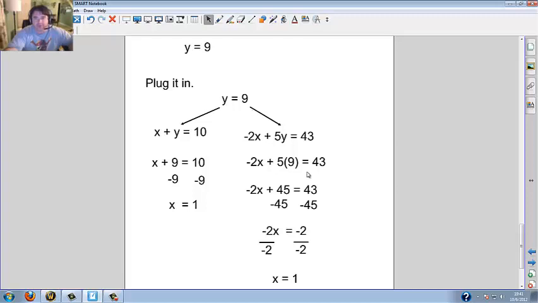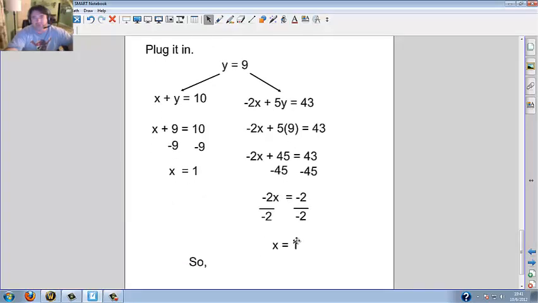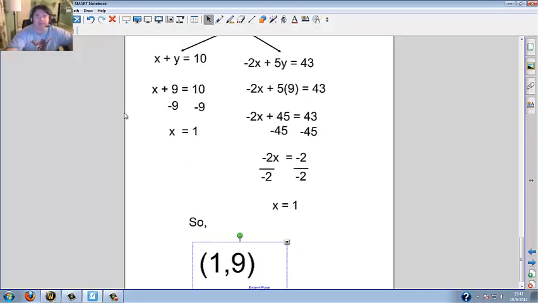If you plug it in here, it makes 45. Minus 45 to both sides, negative 2. Divide by negative 2, x equals 1. Either way, it's 1 comma 9.